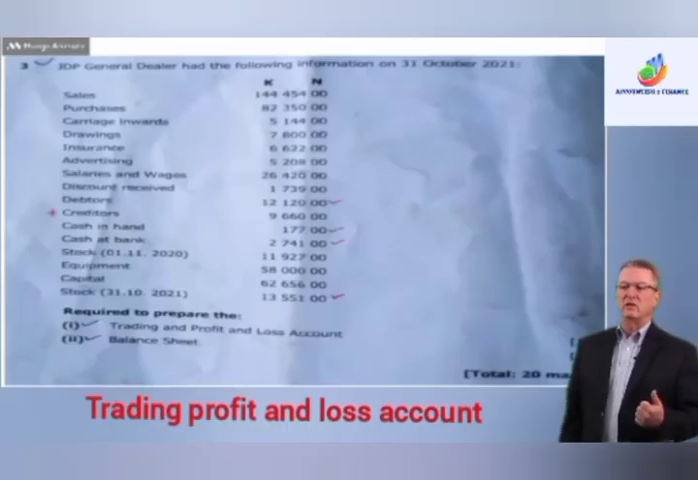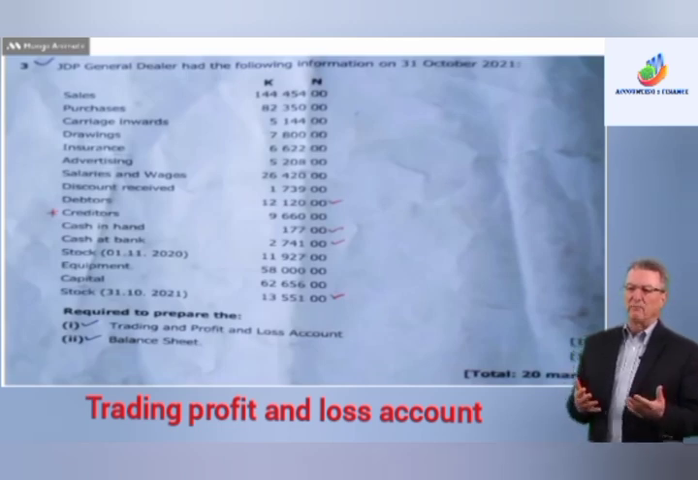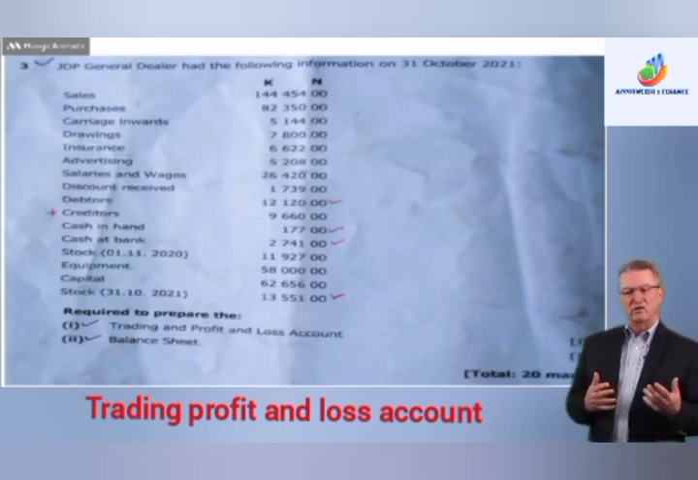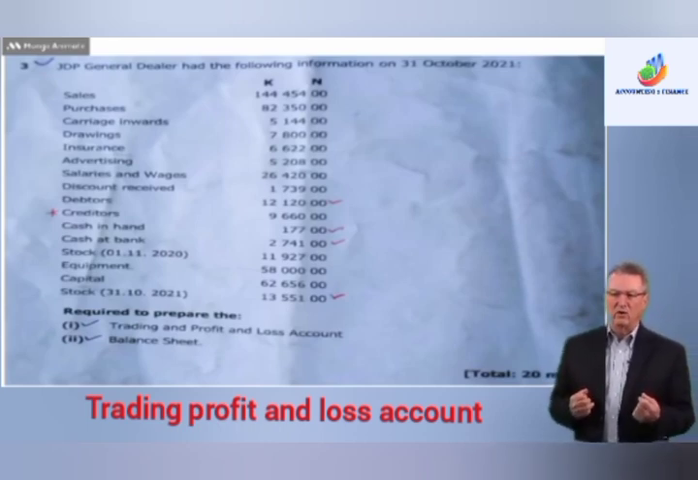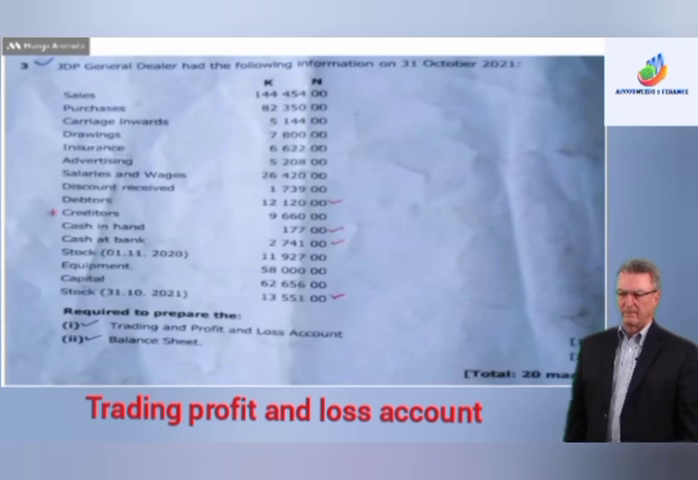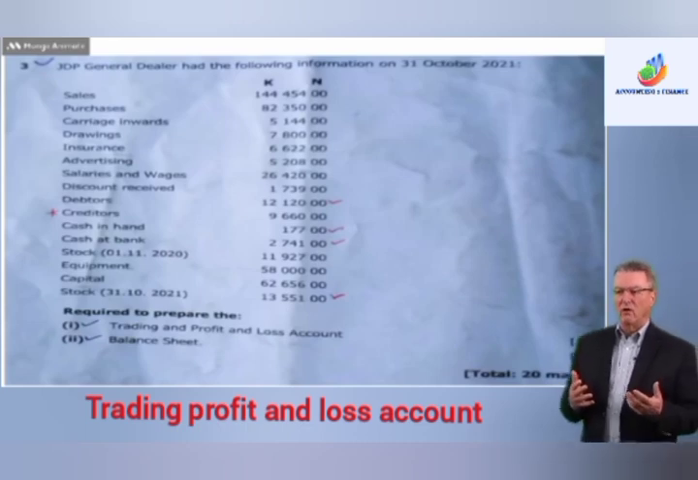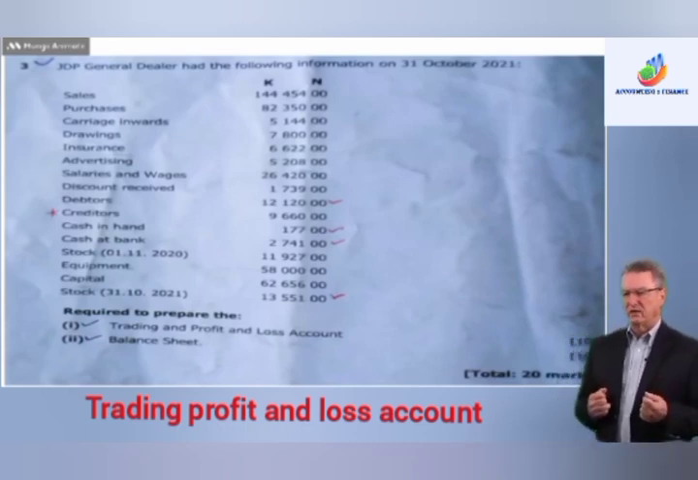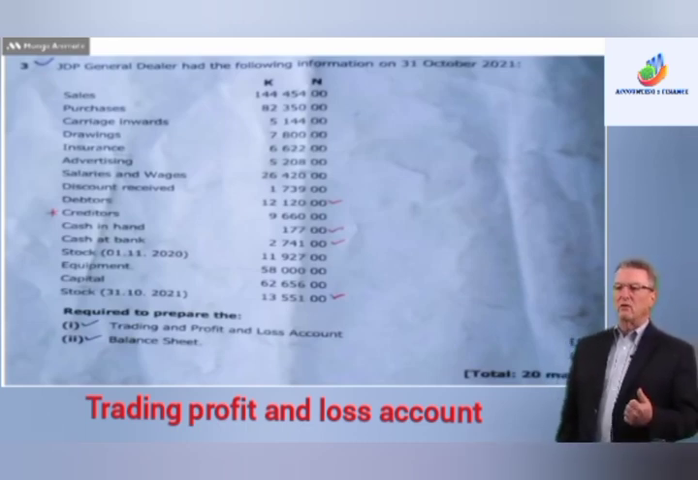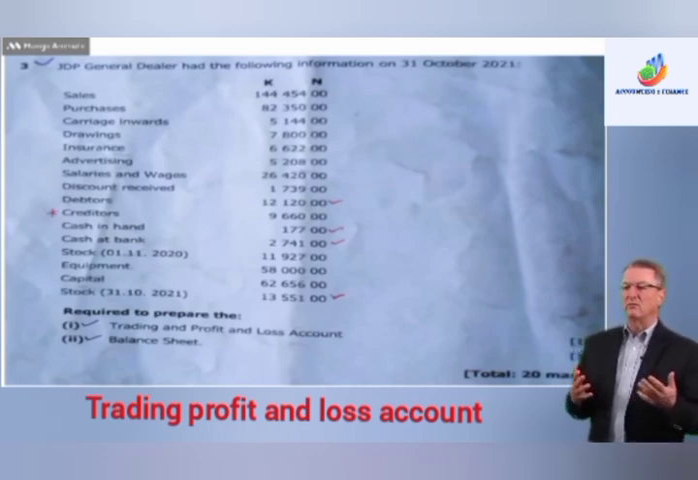JDP General Dealers had the following information on 31st October 2021. So that is the information. You have got sales, which is 144,454. So what I need you to do is first take time and go through the transactions that JDP General Dealers had. I'm going to avoid going through them because of time, because I don't want to make this video longer than it should be.